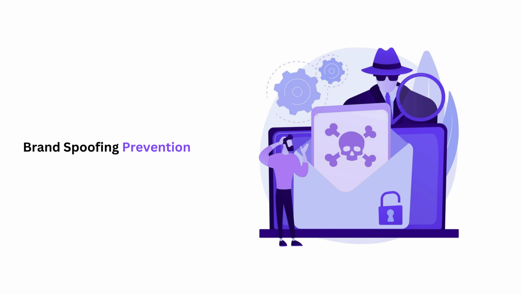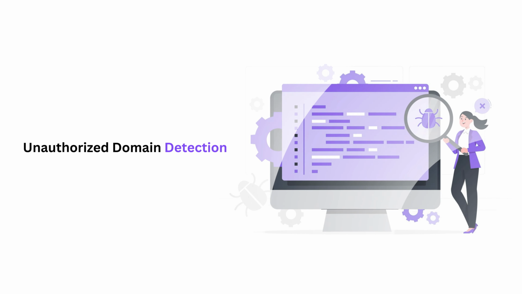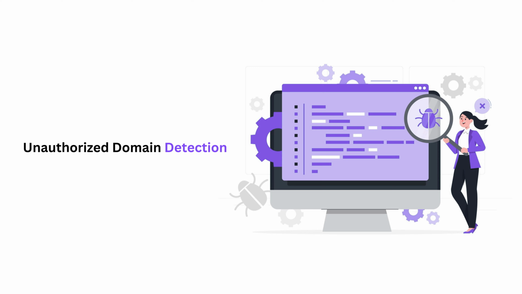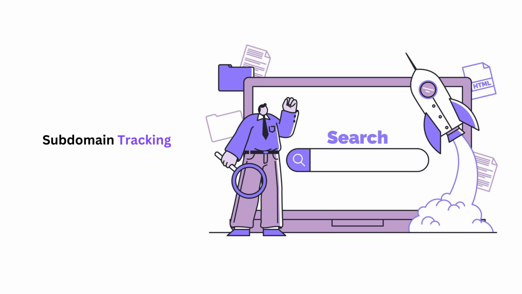Brand spoof. Identify and monitor domains that closely resemble your brand, preventing misuse and fraud. Similar TLDs. Detect domains with altered extensions that could mislead users or be used for phishing attacks. Other owned domains. Uncover websites falsely claiming to be part of your brand and take action against impersonation. Subdomains. Track and analyze subdomains to detect security risks, unauthorized use, or structural vulnerability.